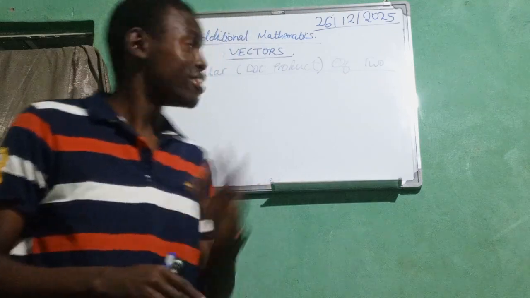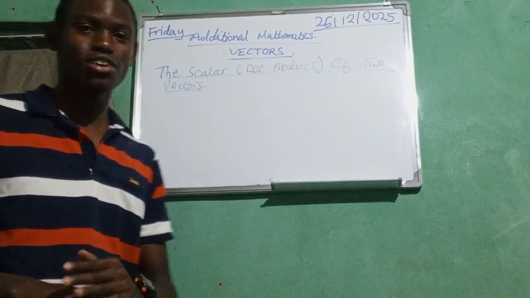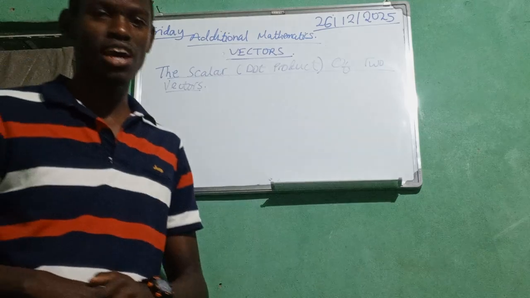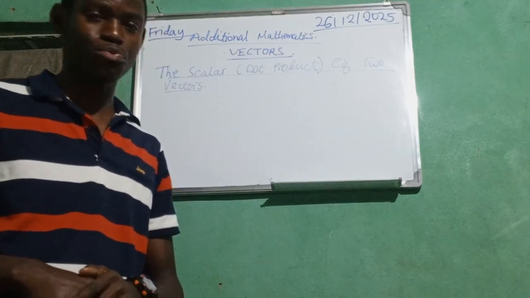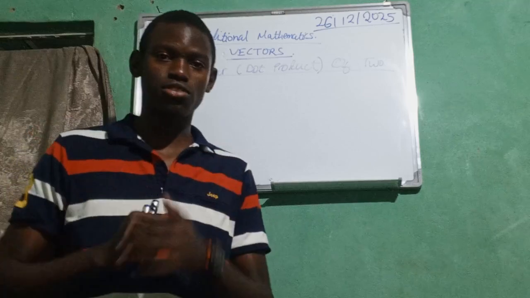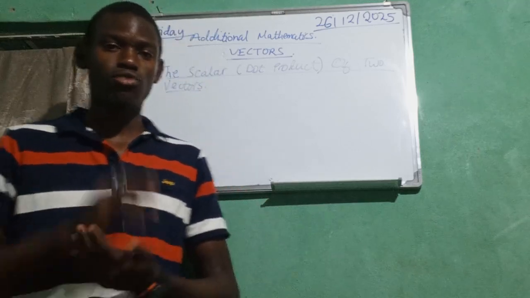Now, today we're going to look at the scalar or dot product of two vectors. So we can have vector A and vector B, and I've told you to find the scalar or the dot product of those two vectors. There's one thing to note before we get on with the video.